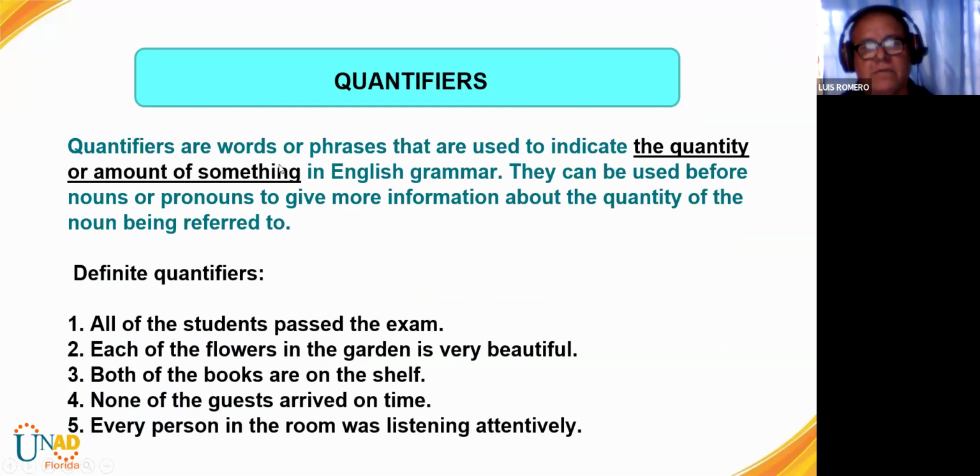Quantifiers are, as you can see, words or phrases that are used to indicate the quantity or amount of something. Here you have some examples of what quantifiers are.